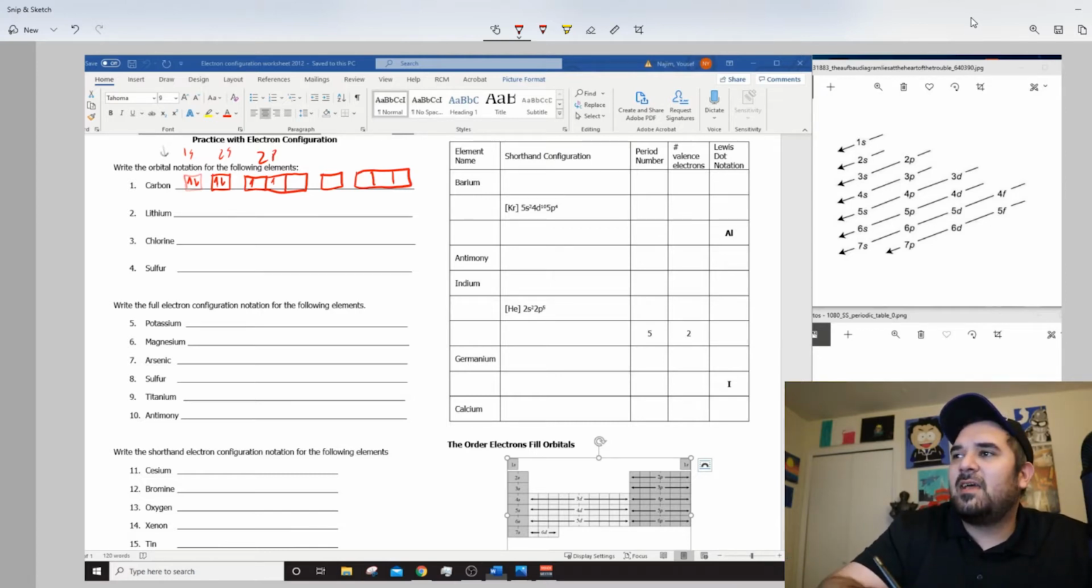So let's go ahead and get the next one. Next one we have is lithium. Lithium is much shorter, so it's got box 1, box 2, and it's got only 3 electrons. So that's going to be up arrow, down arrow, and then up arrow. That's our orbital notation for lithium.